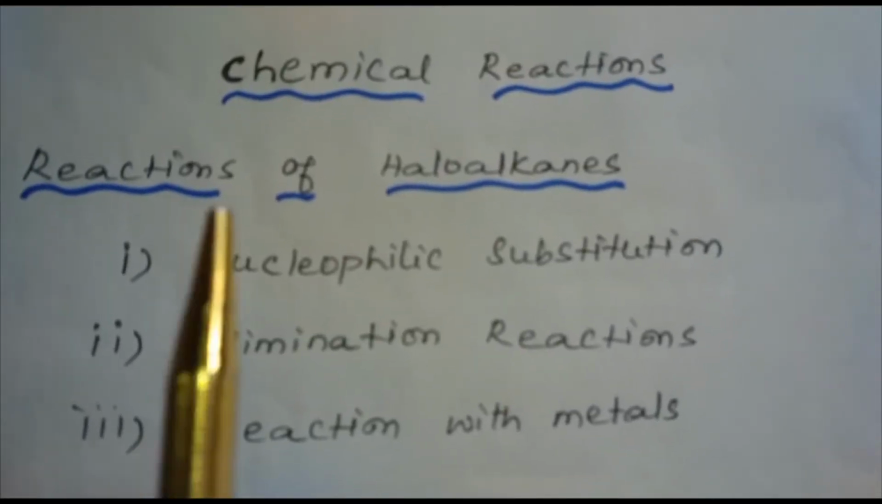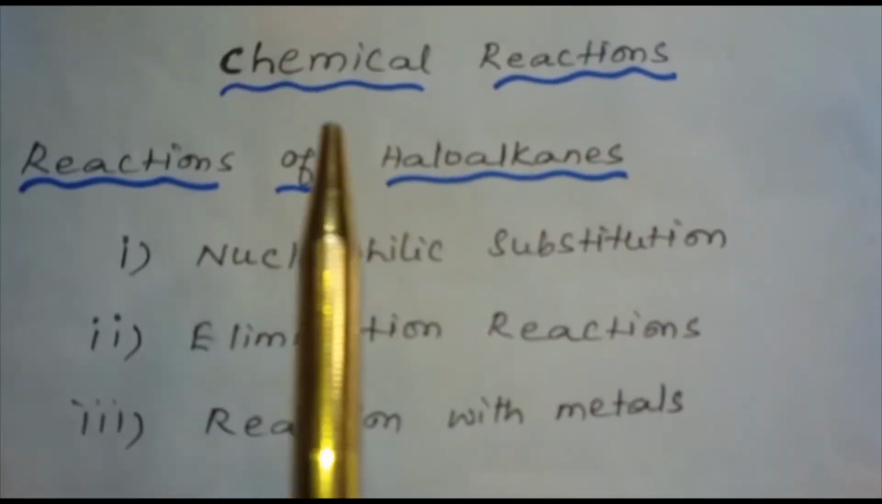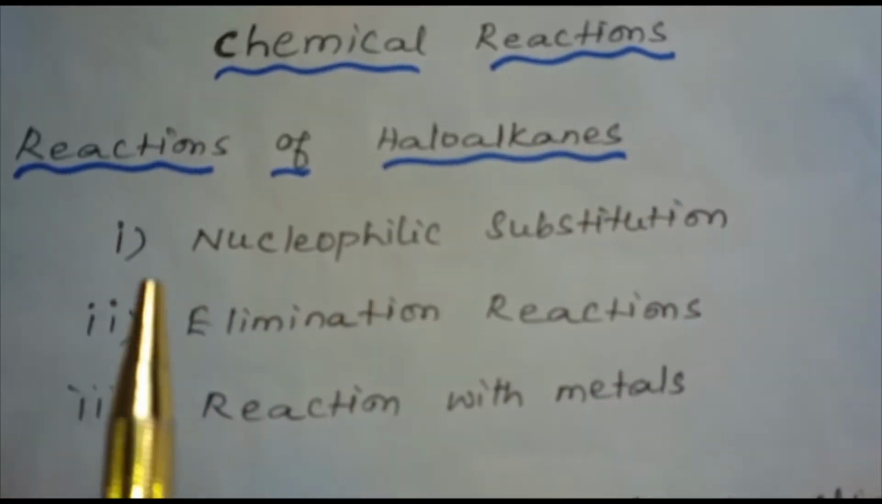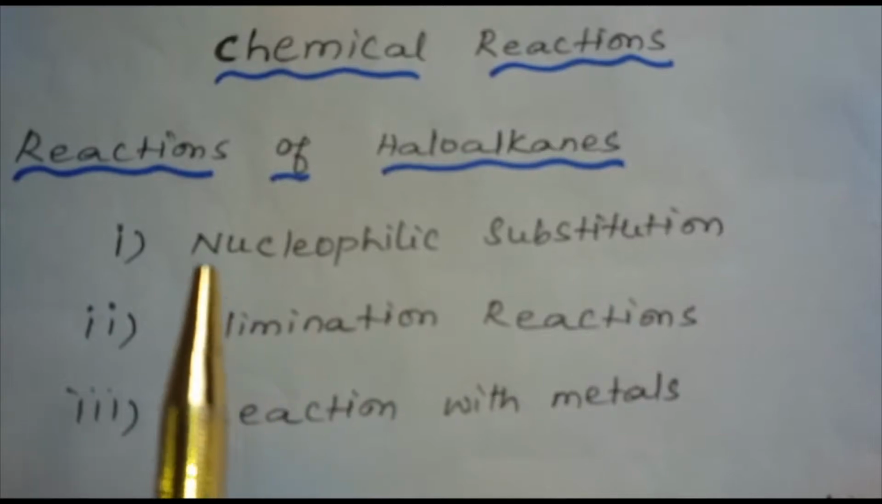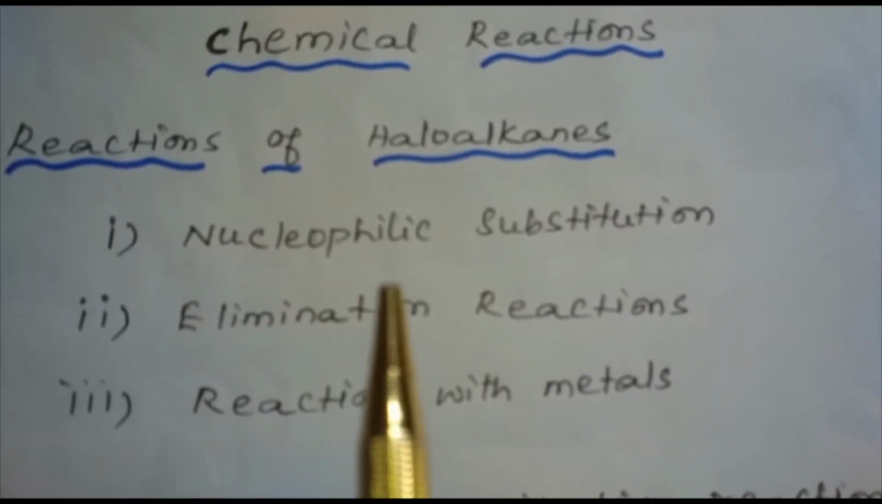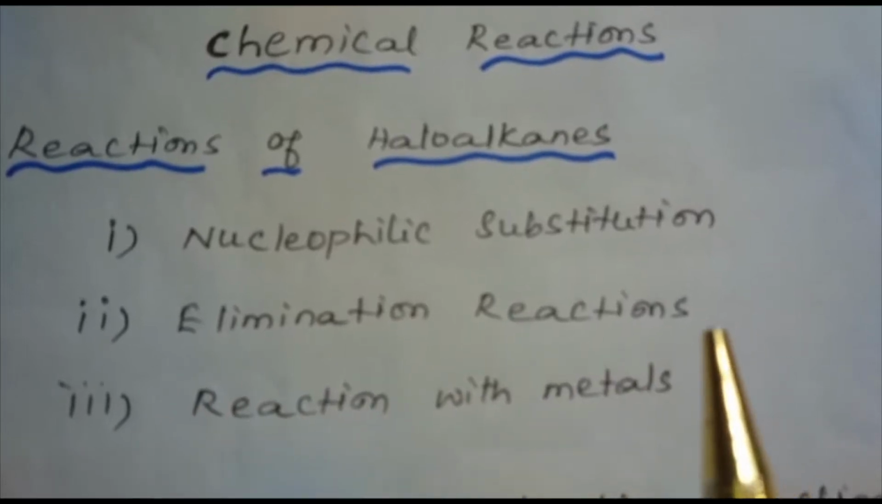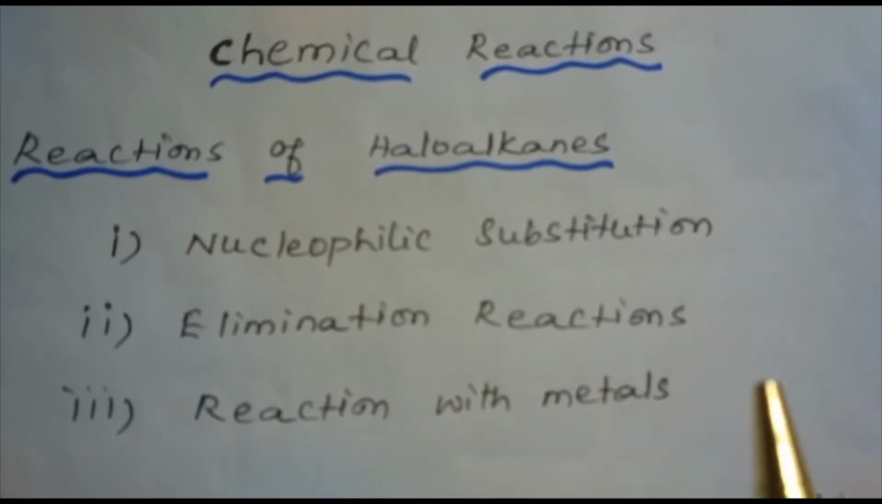Let us discuss chemical reactions. Under chemical reactions, we'll be discussing reactions of haloalkanes first. The reactions of haloalkanes may be divided into the following three types. One is nucleophilic substitution reaction, the other one is elimination reaction, and the third one is reaction with metals.